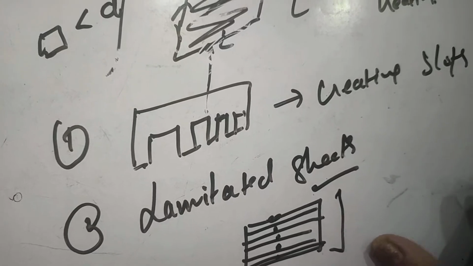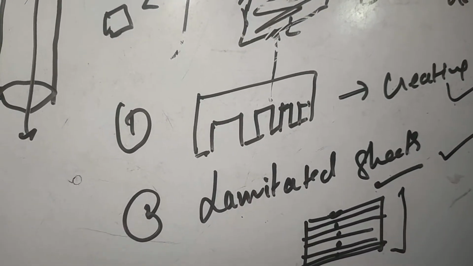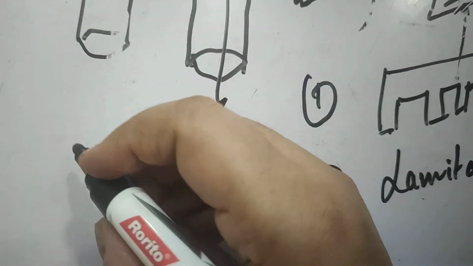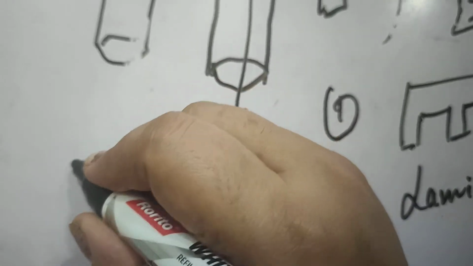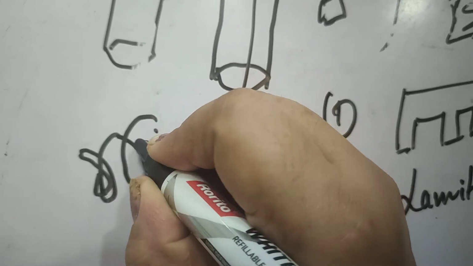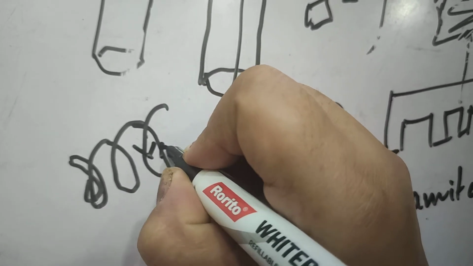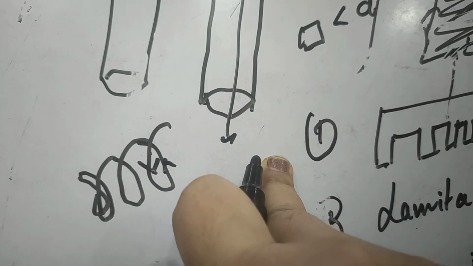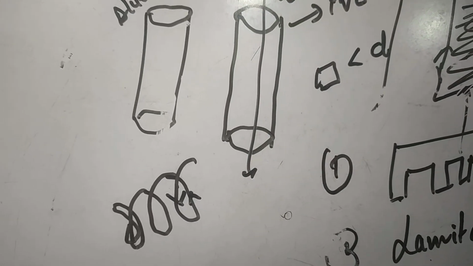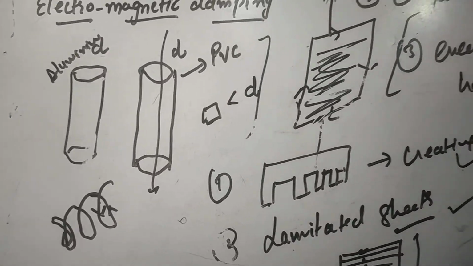So basically the two methods are creating slots or laminating sheets, and one more thing we can do is use resistance wires, which we wrap in a double fold. In that case also eddy currents will be reduced, because the current in one direction is opposed by the current in the opposite direction, so again the effect of eddy currents is reduced. So this is all about the applications of eddy currents, their losses, and how we can reduce them.